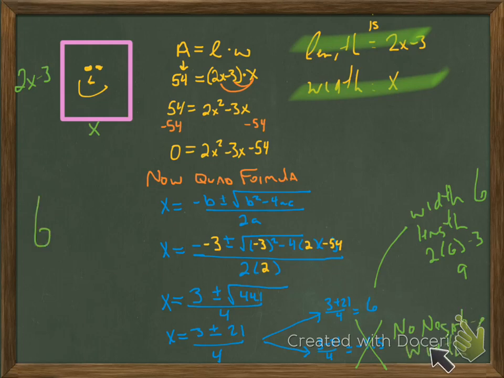So having a width of negative 4.5 doesn't make sense. So I'm just going to cross that out and throw that away. Now, width must be 6. If the width is 6, I can use my original description, 2 times the width minus 3, to find the length is 9. So my photograph must be 6 by 9.